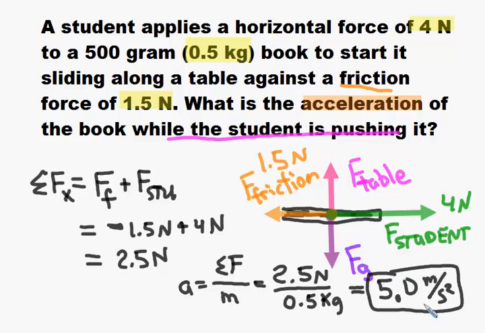And that's the acceleration of the book. It's going to accelerate positive to the right because the student's pushing more than friction, which is a good thing because the student had to push at least 1.5 newtons to keep it moving. And once he started pushing more than 1.5 newtons, now the book can start accelerating.